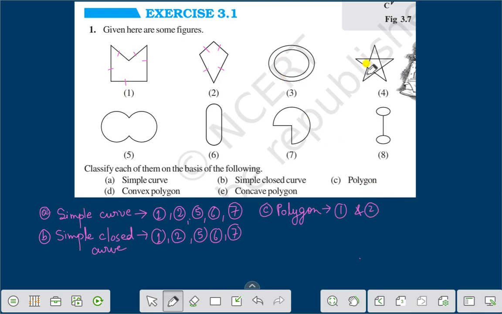This is not a polygon. This is not a polygon. It has curved lines. Therefore, it is not a polygon. It has curved lines, not a polygon. This is also not a polygon. The polygons are 1 and 2.